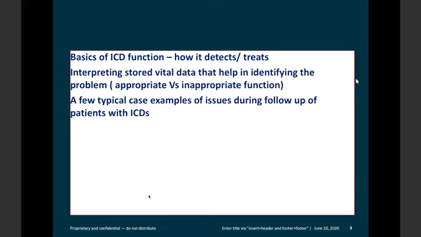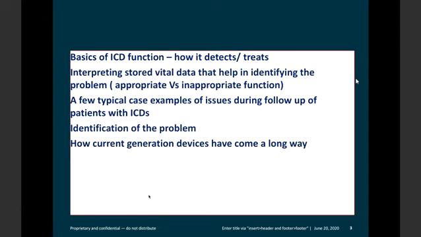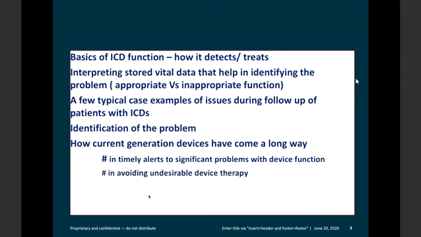Along the course of the talk today, we will go through a few typical case examples of issues during follow-up of patients with implanted cardioverter defibrillator. We will also see how to identify these problems as we go along, and how the current generation devices have come a long way in contrast to the previous generation of devices in timely delivering alerts to significant problems with device function, and also in avoiding undesirable device therapy.